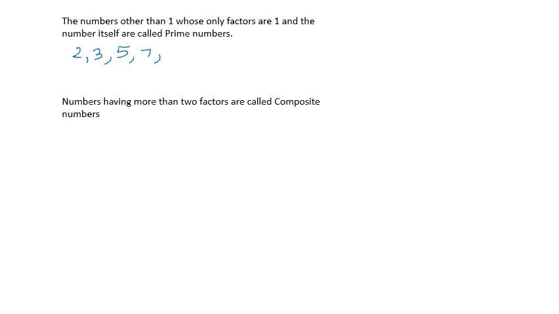Numbers having more than two factors. What are the numbers we got? 4. Then we got 6. Then we got 8. We got 9. We got 10. Understood? Now see here. These are the prime numbers. Which is the smallest prime number? From where are the prime numbers starting? Smallest prime number is 2.